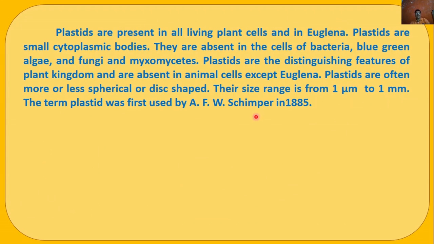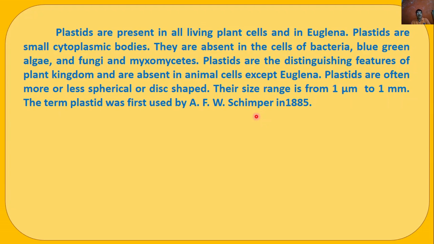These plastids are present in all living plant cells and in Euglena, and these plastids are small cytoplasmic bodies. They are absent in different types of bacteria, or we may call it the prokaryotic cell. They are also absent in some fungi and myxomycetes. Plastids are the distinguishing features of the plant kingdom and are absent in animal cells.